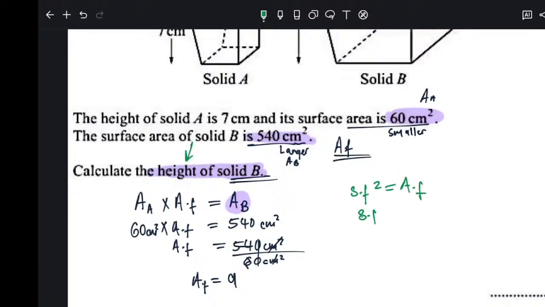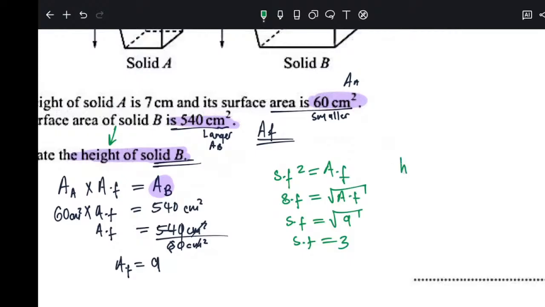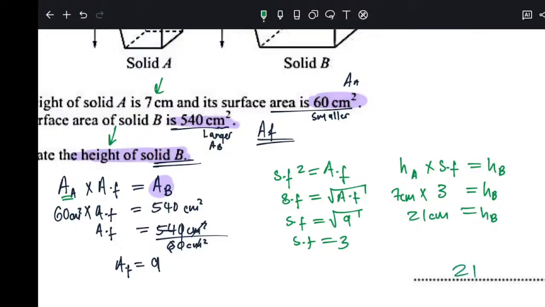Now, since you want scale factor, you take this square to the other side. Scale factor is the square root of area factor, which means scale factor is equal to the square root of 9, which means that the scale factor is equal to 3. Now you can go for it. Since you had said area of A, you now say height of A times scale factor, because you're dealing with lengths, will give you height of B. What is the height of A? Yes, 7. So 7 times, what's the scale factor? Yes, 3. And it's 7 centimeters, by the way. Is equal to height of B. What is 7 times 3? 21. Of what? Centimeters is equal to the height of B. So this is 21 centimeters.